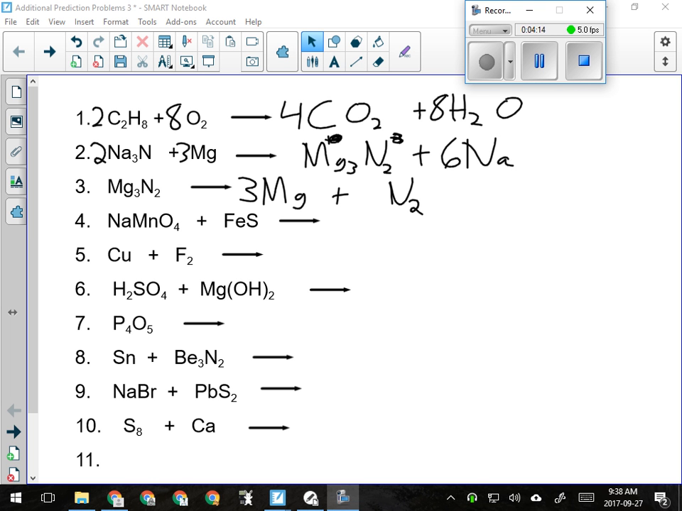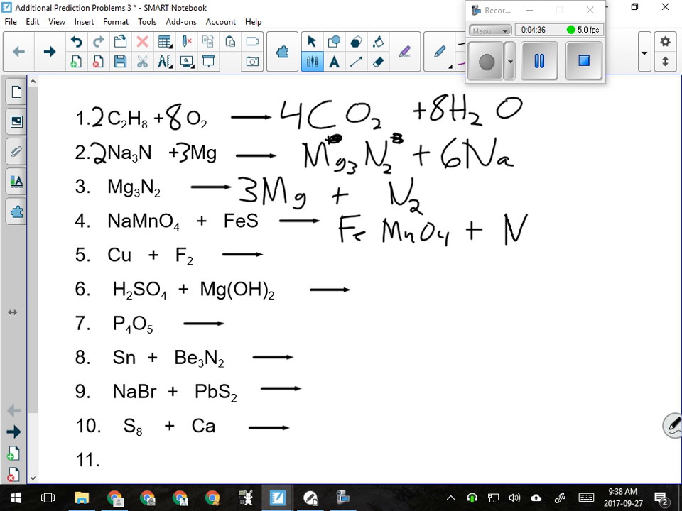Okay, so for number 4 here, I've got sodium permanganate reacting with iron 2 sulfide. How do I know it's iron 2? All right, it balances out with sulfur's -2. So what kind of reaction is that? It's a double replacement reaction. So I'm going to swap the metals. So iron is going to end up with permanganate, and sodium is going to end up with sulfur.